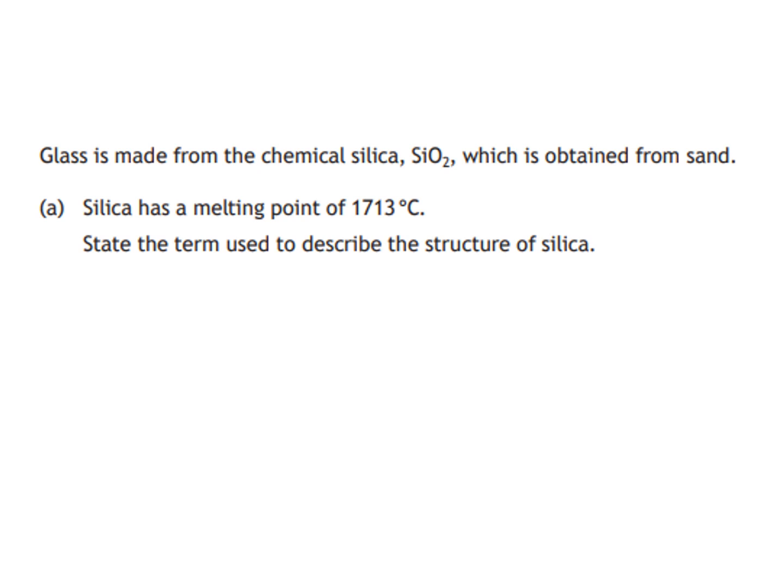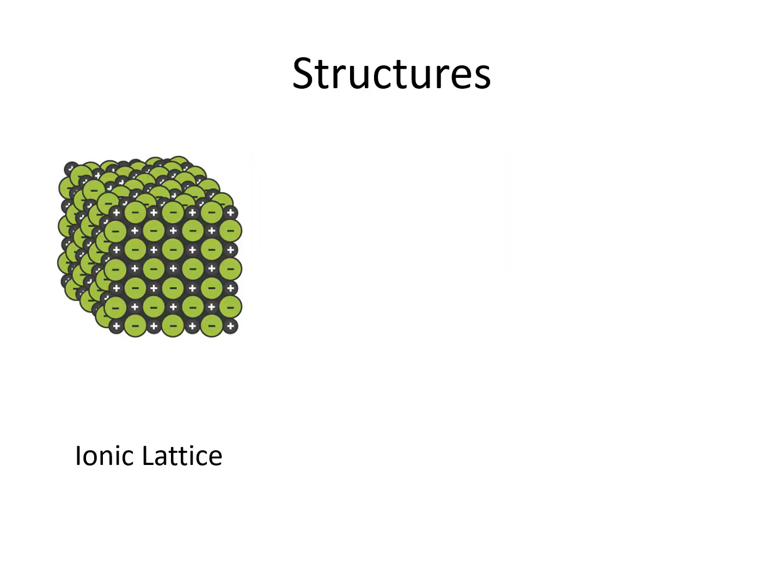We have a melting point, which is quite high, and hopefully by the end of this lesson we're going to be able to deduce what the structure is based on the melting point, and then explain why it has that melting point. Okay, so we have three basic structures for our different chemicals, for our covalent and ionic chemicals.